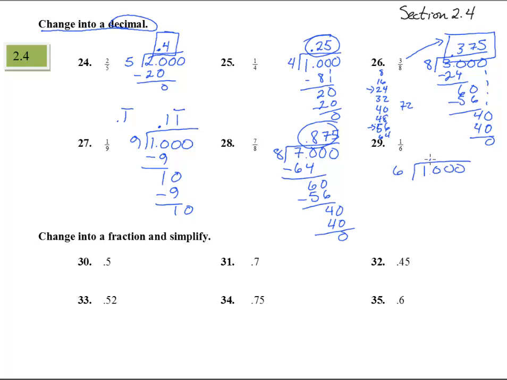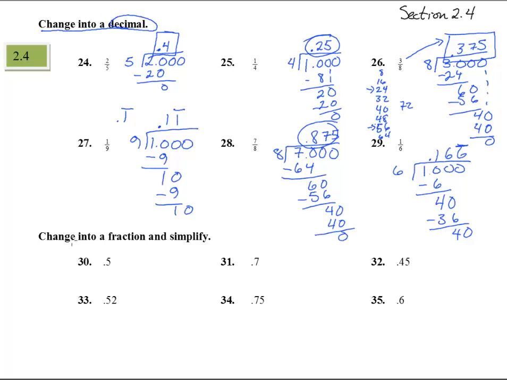Okay, 1/6. 1 divided by 6. 6 goes into 10 one time. 1 times 6 is 6. Subtract, and we get 4. Drop down the 0. 6 goes into 40, 6 times 6 is 36. Subtract, and we get a 4, 0. 6 goes into 40 6 times. So it looks like it'll be a 0.1 and then 6, 6, 6, 6 going on forever. We'll repeat this pattern, so we just put a bar right over that 6.